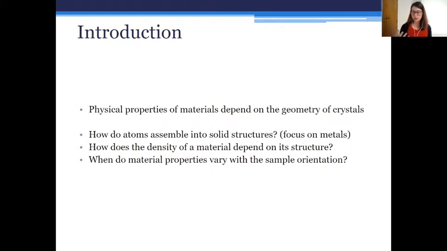So the question we need to answer is, how do atoms assemble into solid structures? And we are going to give a specific focus today on metals, and how some properties depend on this structure, and we will illustrate the correlation between the structure and the density of a metal. And next class, we will answer, for example, this question: when do material properties vary with the sample orientation?